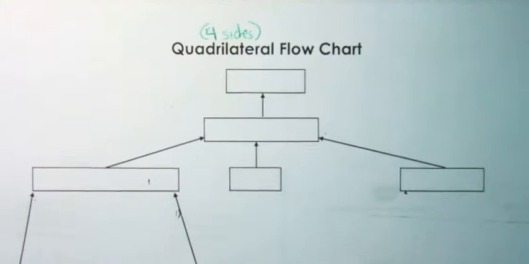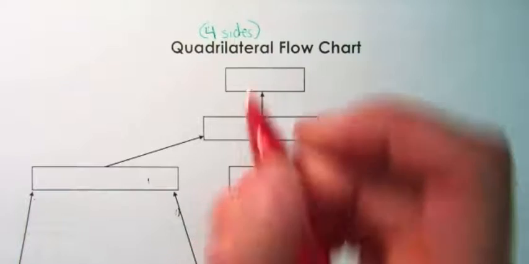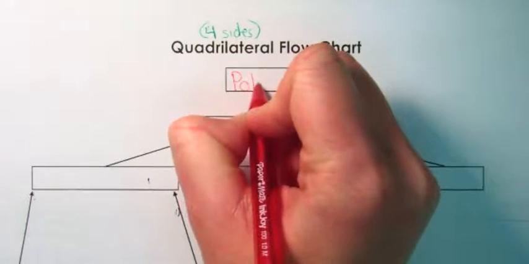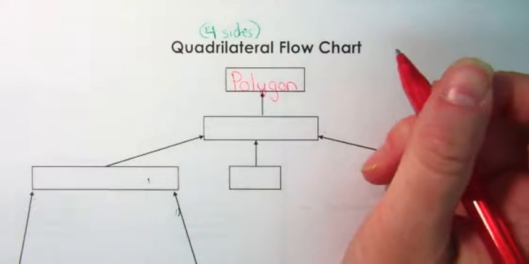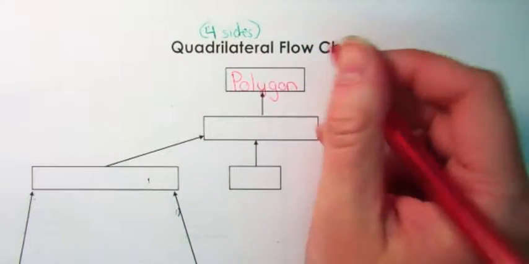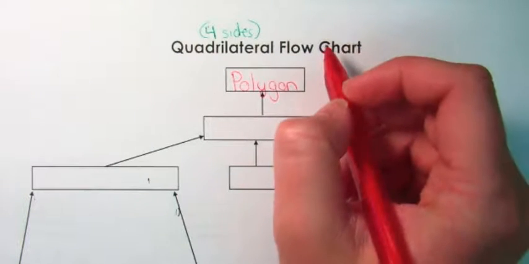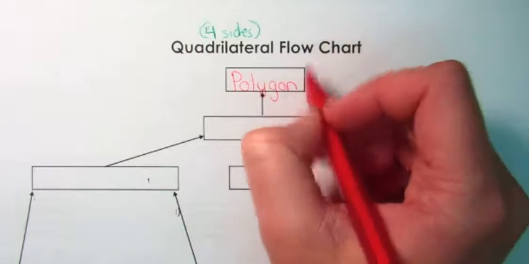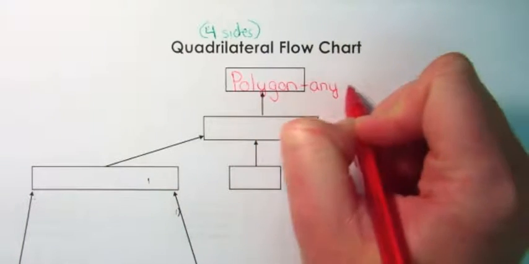Now I did realize as we started doing practice problems, a lot of you did not remember what a polygon was. So basically, in this top box I want to put polygon. And all a polygon is, is any closed figure. So a quadrilateral is a polygon. A polygon is your triangles, quadrilaterals, pentagons, hexagons, heptagons, any figure that is closed. So I'm just going to put that, any closed figure.